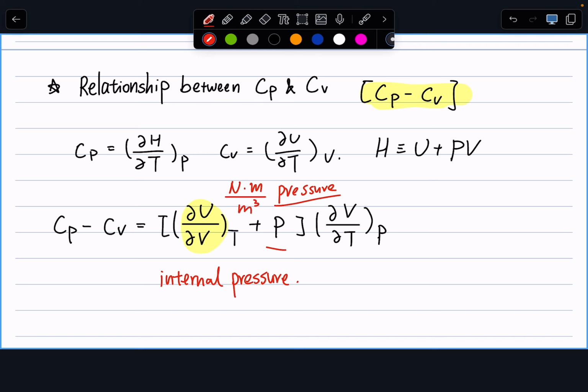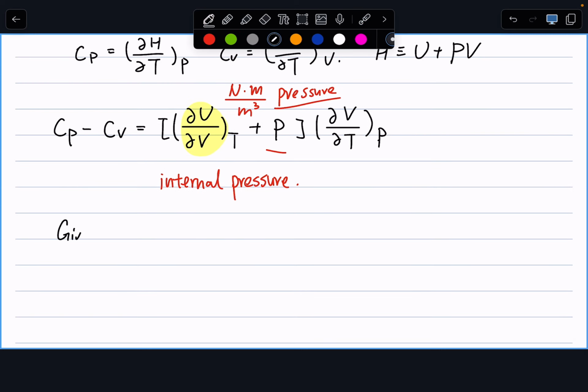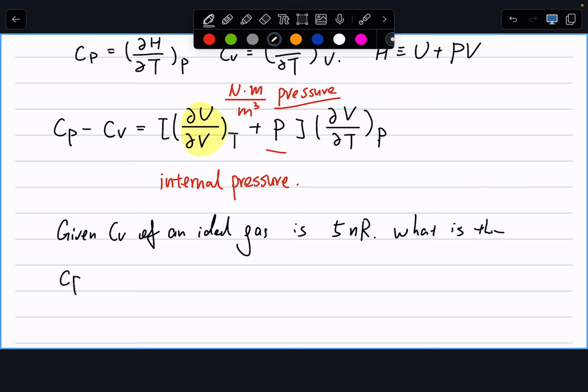So a simple question might be the following. Given that Cv of an ideal gas is, say, 5nR, just quite randomly picking, what is the Cp of this ideal gas? That's just a random question that I've dreamed about, right? So how do we solve for this question?